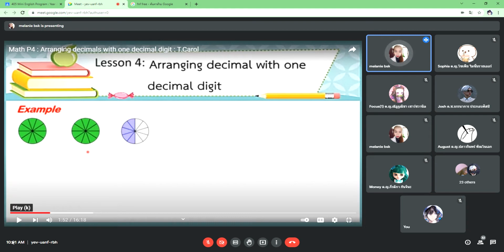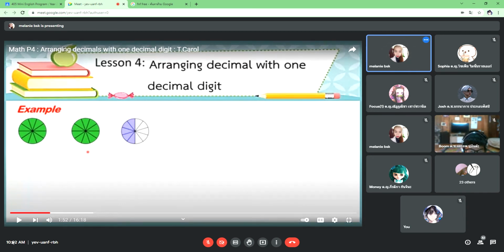So you have seen on the screen, there are 3 circles, okay? The 2 circles have all the equal parts shaded. But then this one, how many equal parts are there in these circles? So we're going to count 1, 2, 3, 4, 5, 6, 7, 8, 9, 10. Okay, so there are 10 equal parts. So in here, if you're going to write this one in decimals, how are you going to write it?